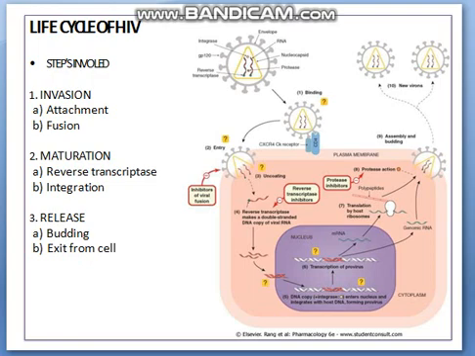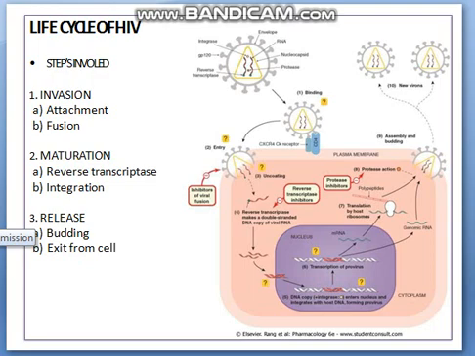Third is release, which means it starts production now and releases its other viruses to the other cells, which means it starts budding. For release it starts budding and exits from the cell to make another cell a host. So by this it covers the whole body.